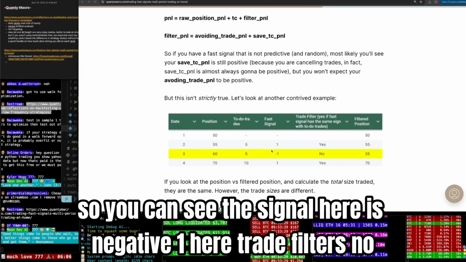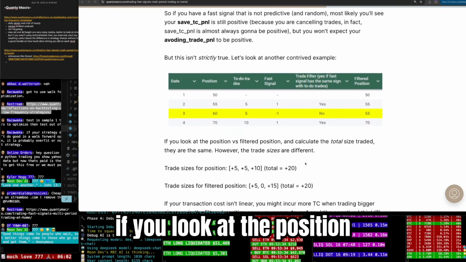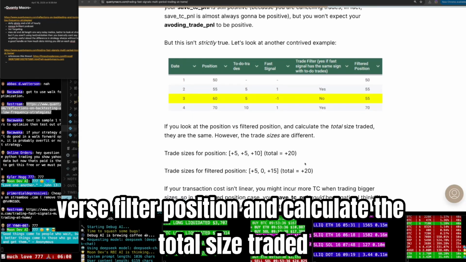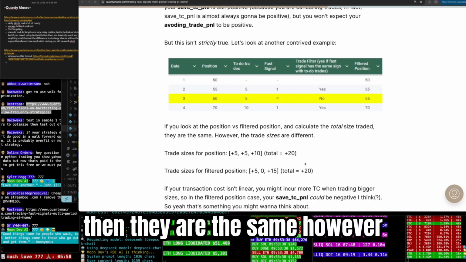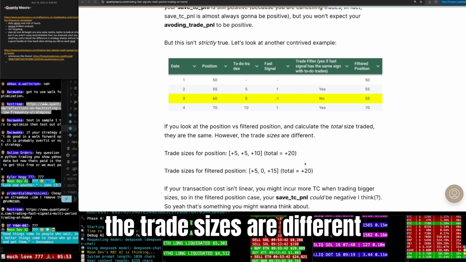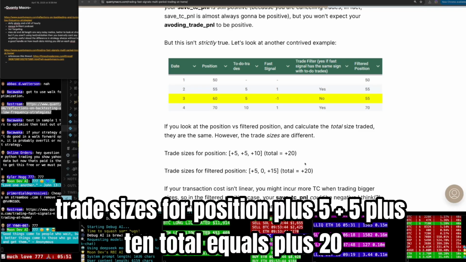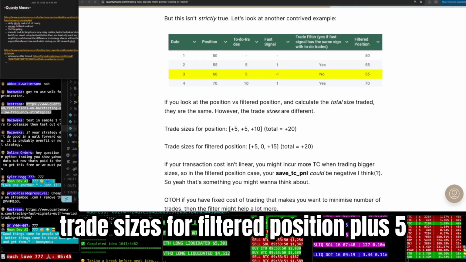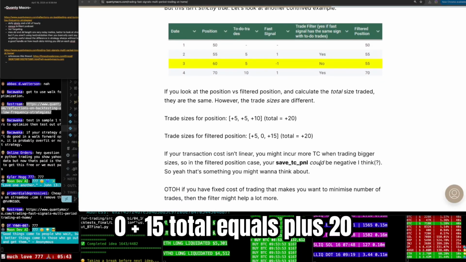So you can see the signal here is -1. Trade filters, no. If you look at the position versus filter position and calculate the total size traded, then they are the same. However, the trade sizes are different. Trade sizes for position: +5, +5, +10, total equals +20. Trade sizes for filtered position: +5, 0, +15, total equals +20.